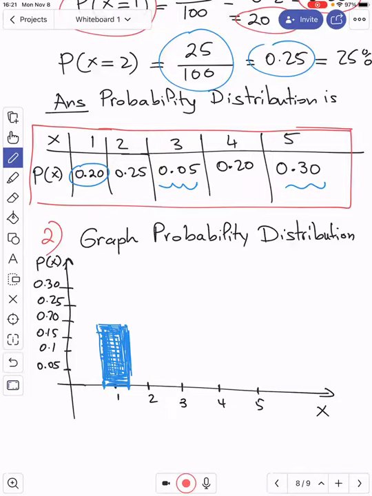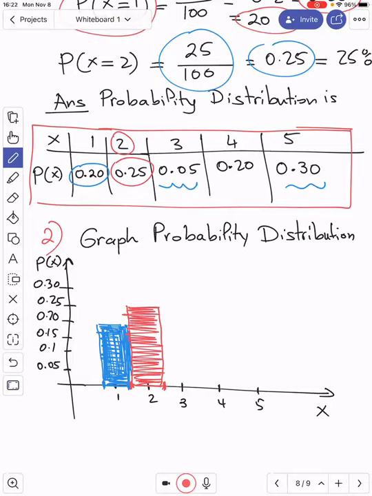All right, next value, it's 2, right? And the probability of 2 is 0.25. So again, I'm going to draw this interval with 2 in the middle of my interval, and we're going to go up to 0.25. So this is my 0.25.